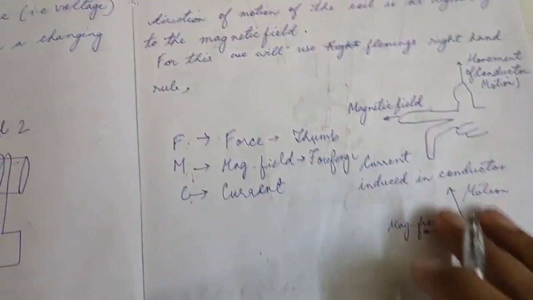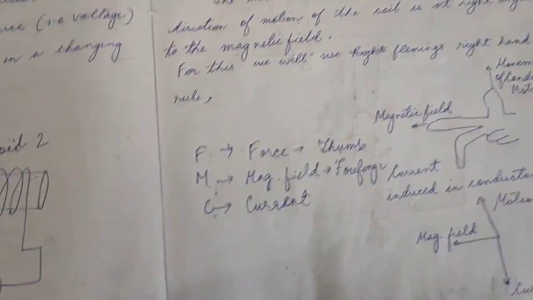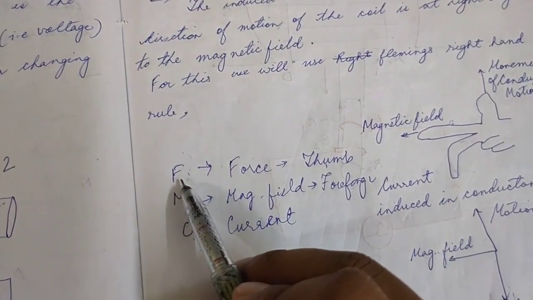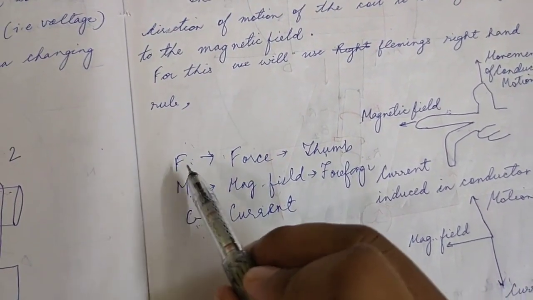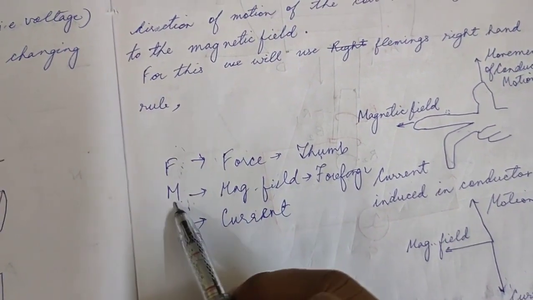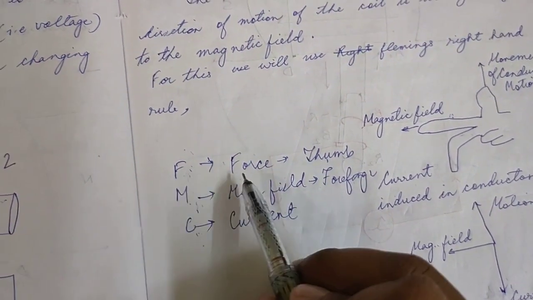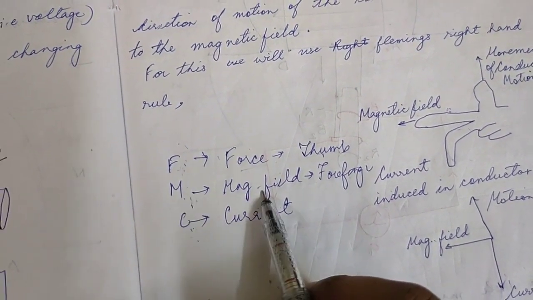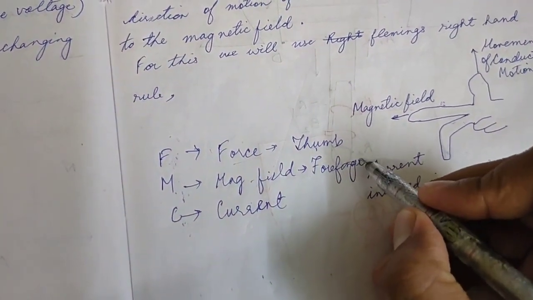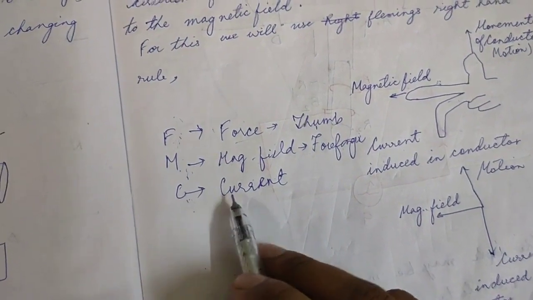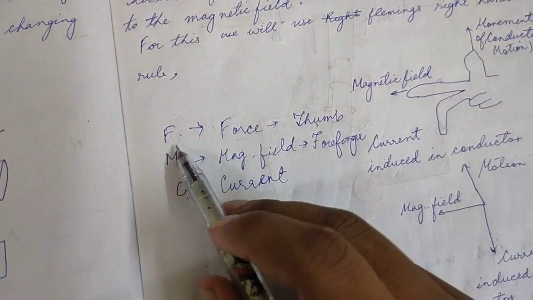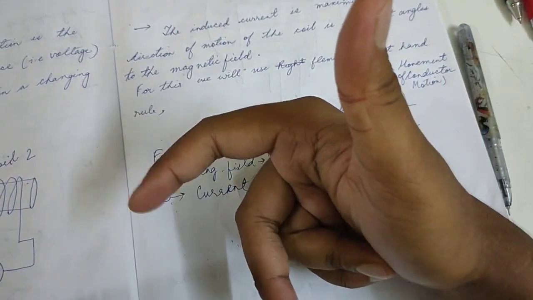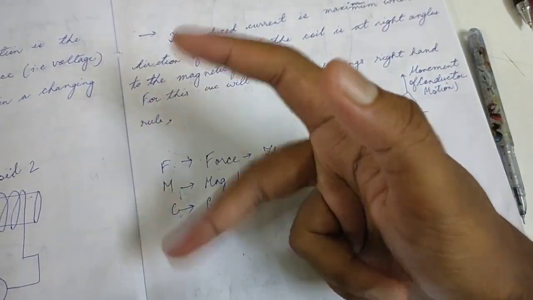And for that, I have found a small trick which might be helpful for you. You may remember it like this: FMC. F means father, M means mother, and C means child. F stands for force, that is represented by the thumb. M stands for magnetic field, that will be represented by the forefinger, and the middle finger will represent the current. So you can remember it easily: father, mother, child. That means this is the position. This thumb will show the father, mother, and child.